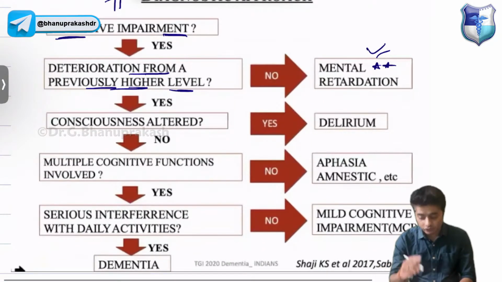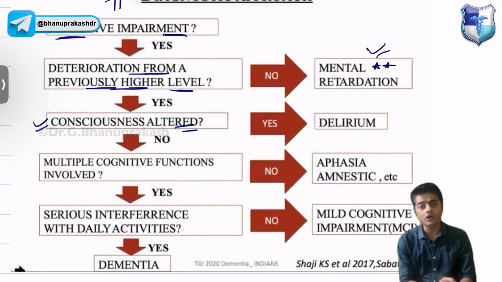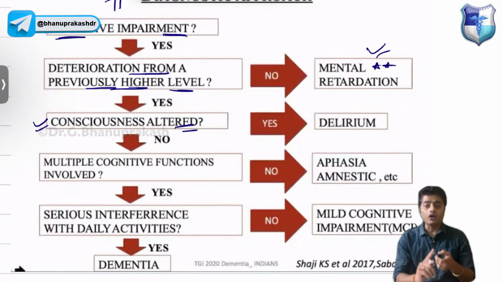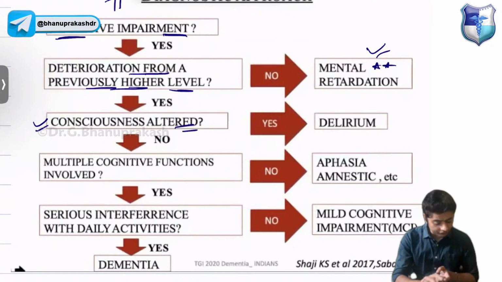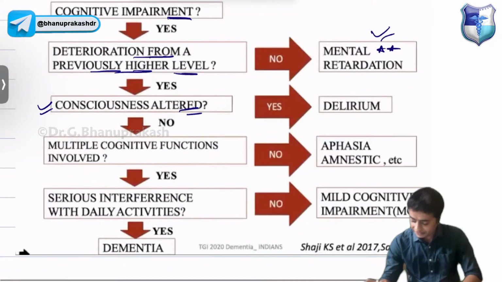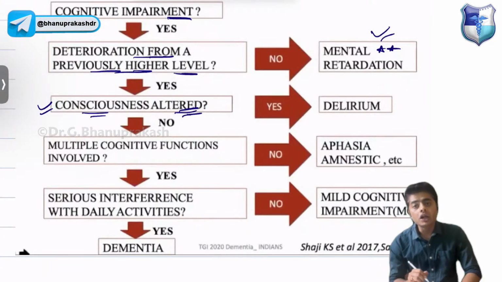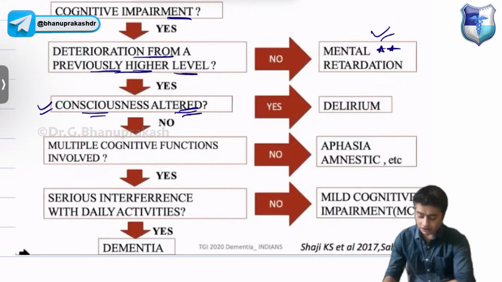Next, if this is not present, then you will check the consciousness and alertness. If consciousness and alertness is absent, then it is your delirium. So is the patient conscious and alert? No, the patient is not.